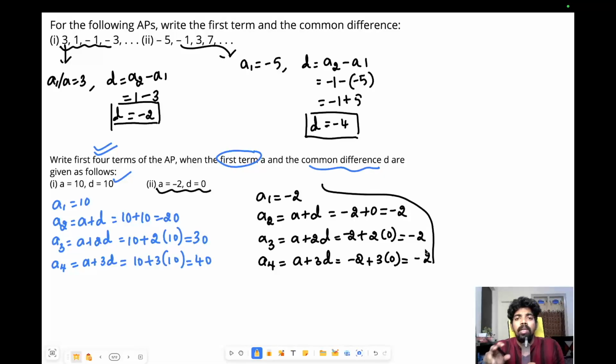In an AP, even if minus 2, minus 2, minus 2, minus 2 repeats, it is an AP because the common difference is a fixed value, that is 0. So this also we can consider as AP, and we have found the next four terms, that is minus 2, minus 2, minus 2, minus 2.